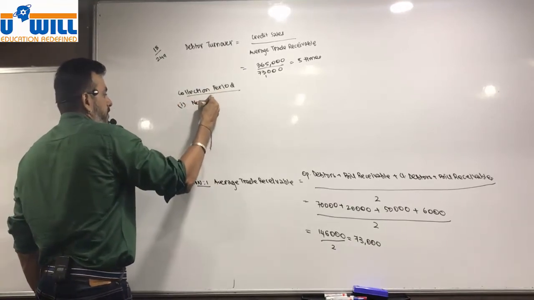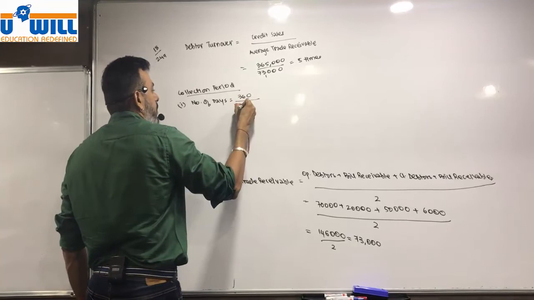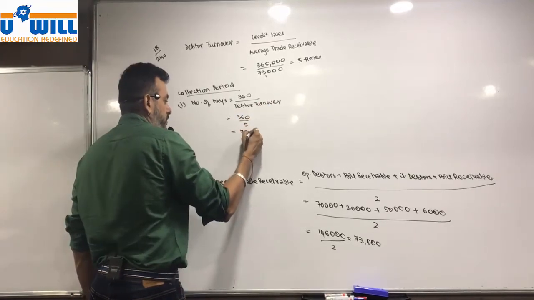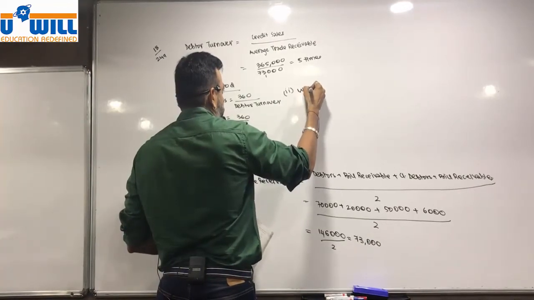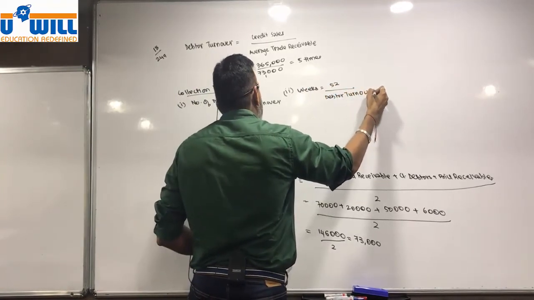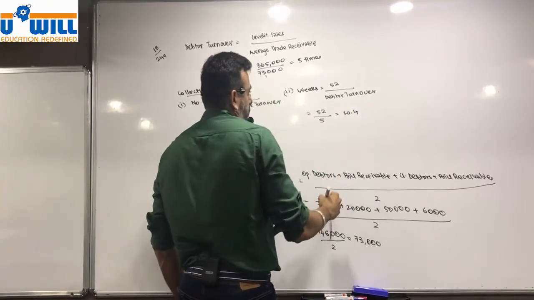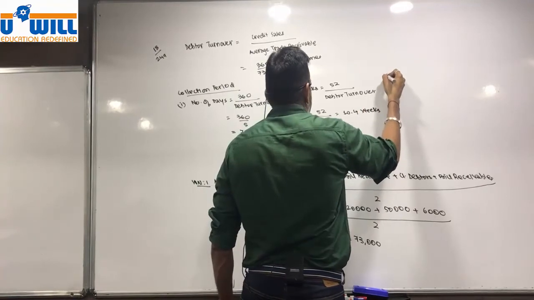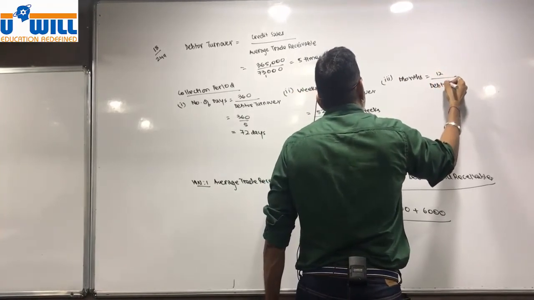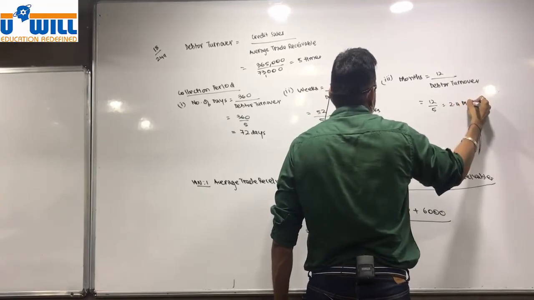Okay, collection period. First, number of days is equal to 360 upon debtor turnover, which is equal to 360 upon 5, which is equal to 72 days. Second, in weeks is equal to 52 upon debtor turnover, which is equal to 52 upon 5, 10.4 weeks. And third, months is equal to 12 upon debtor turnover, which is equal to 12 upon 5, 2.4 months.